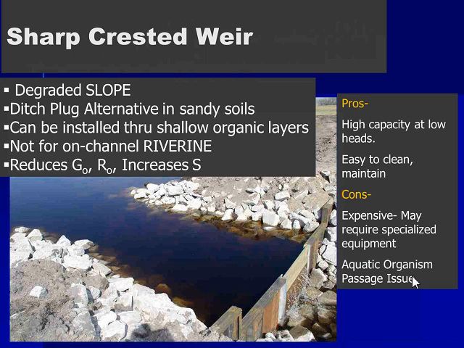Sharp crested weirs, talk about those a little bit. They're appropriate, like in this case, in a degraded slope wetland where we actually had a gully advance through the system and lower that groundwater table. They're a good alternative to ditch plugs in sandy soils where we have high permeability. They're also very effective in organic flats where it's hard to actually put fill material on an organic soil and expect it to stay. But if that organic layer is shallow enough, we can drive a sheet pile into a deeper substrate of usually sand in those landscapes.